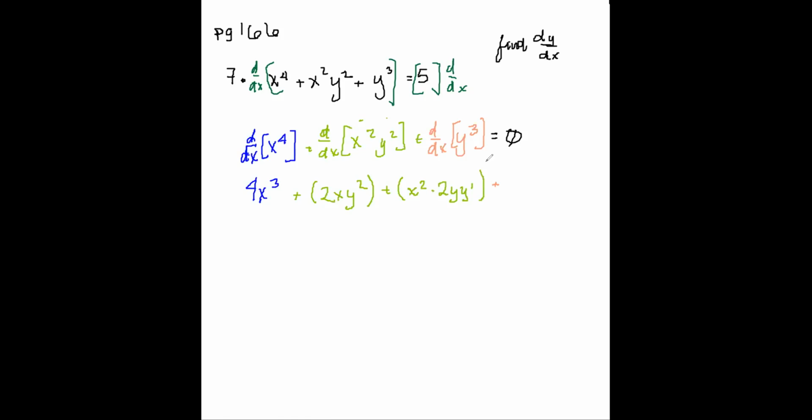And then finally, what is the derivative of this last piece right here? Any thoughts? Yes, indeed. That's going to be 3y squared dy/dx, or in this case, I'm just going to write y prime because I'm being lazy. And in this moment, I don't really need dy/dx per se. So now I've got this. What's my next step?